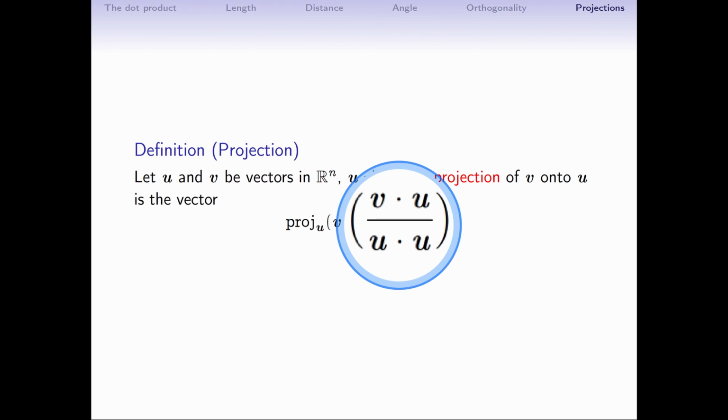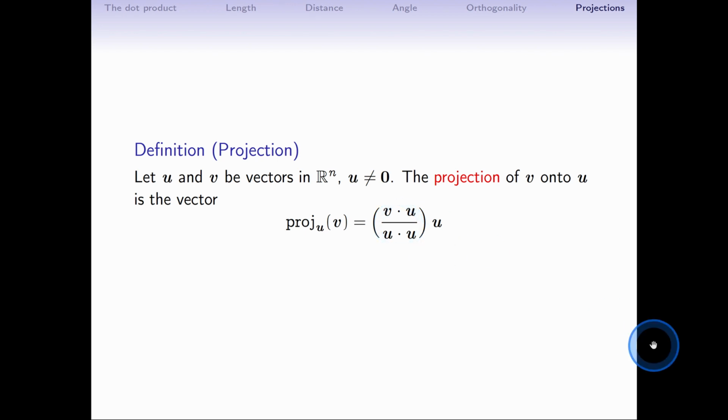Now, u dot u could be rendered as the length of u squared, but this form is a very nice, appealing symmetric form. It's very easy to memorize. It's just v dot u over u dot u. All right, now, just so you get the right idea about projections, let me show you a couple of scenarios.